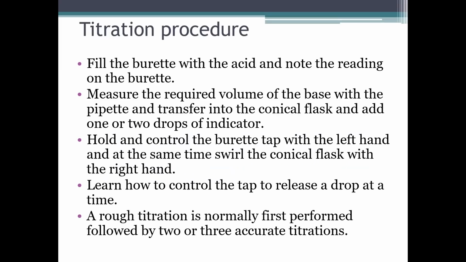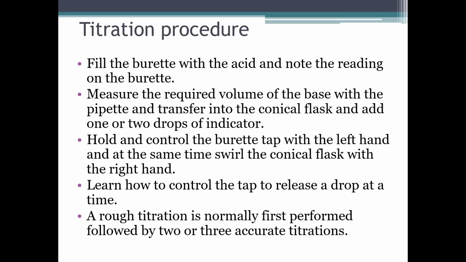So now the procedure for titration, for any type of titration, whether it's acid-base titration or redox titration, is almost the same. So what are the steps? The very first step is you fill your burette with the acid. And when you fill your burette with the acid, you note the reading on the burette. I will prefer you to fill your burette to the top, not to the brim, to where you have the very mark of 0.00. That is the first calibration mark on your burette.